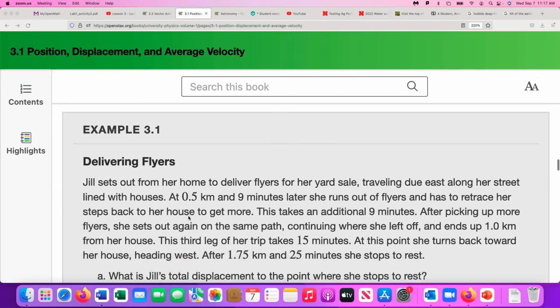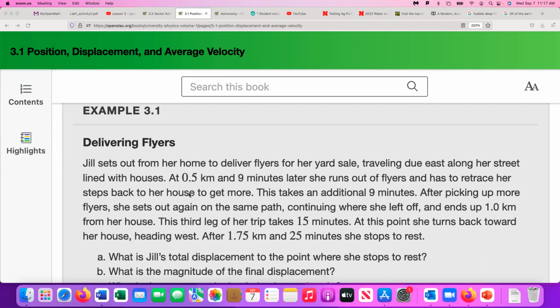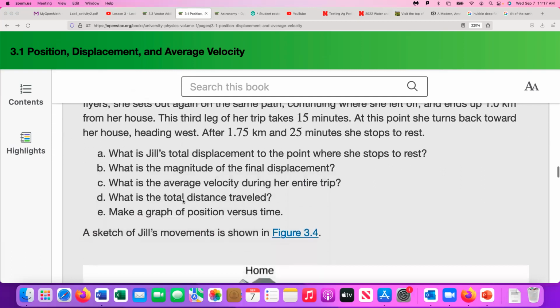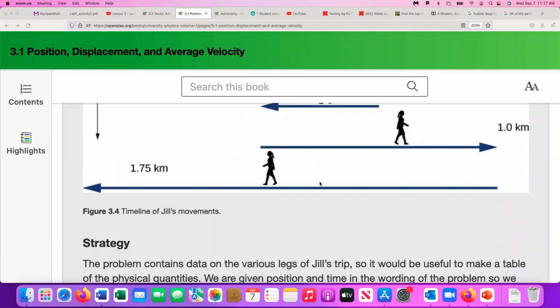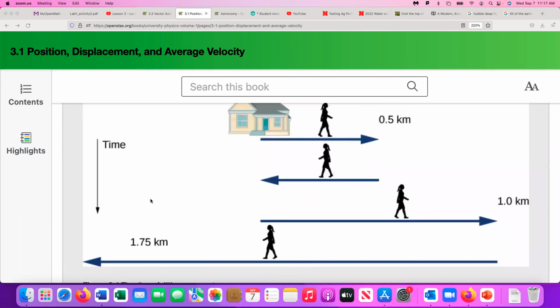So this is just back and forth movement, right? We have east and we have west. We're going to consider east to be our positive, west to be our negative. She goes 0.5 kilometers away from her house, then back. Then she goes 1 kilometer away, and then she goes back. But on her way, when she's going back to her house the last time, she actually goes 1.75 kilometers in the negative direction, which means she actually ends up beyond her house. So her final position is actually 0.75 kilometers to the left of her house. Now, if we consider her house to be 0, then she ends up at negative 0.75 kilometers. And she started at 0, right?